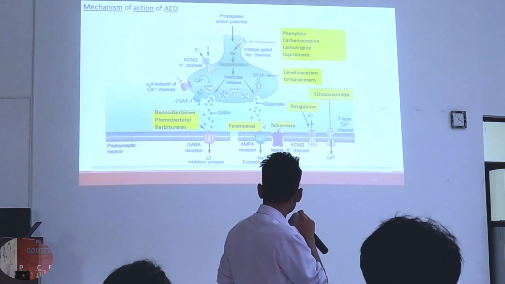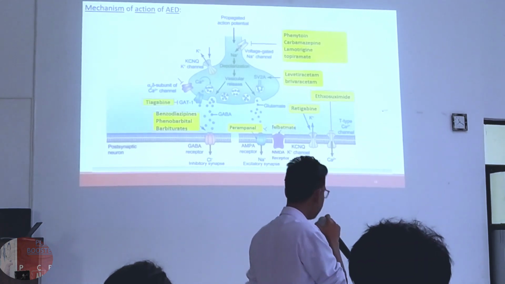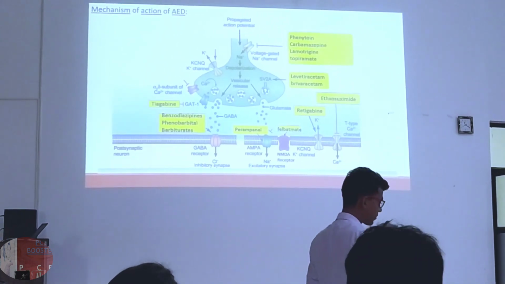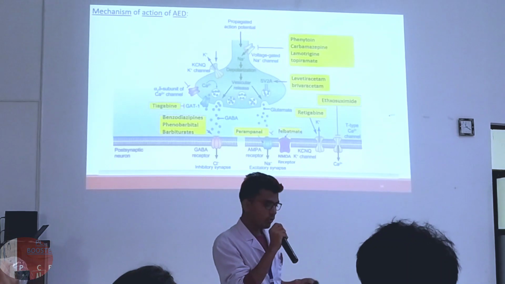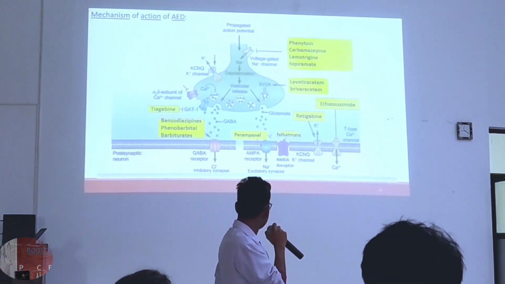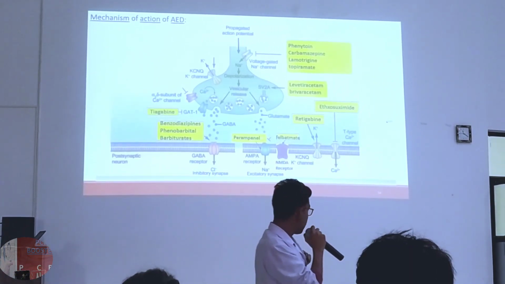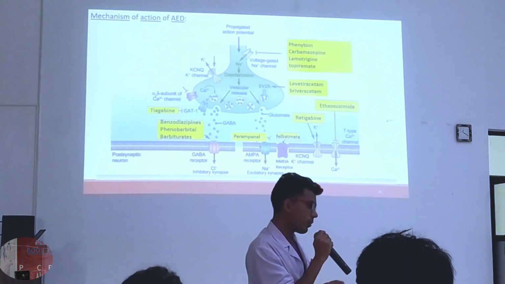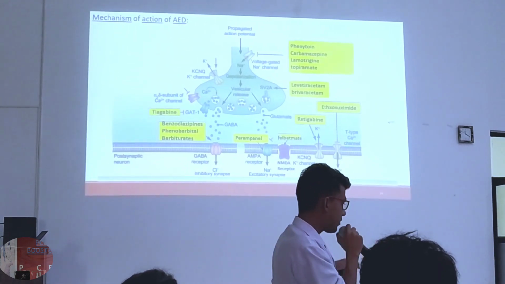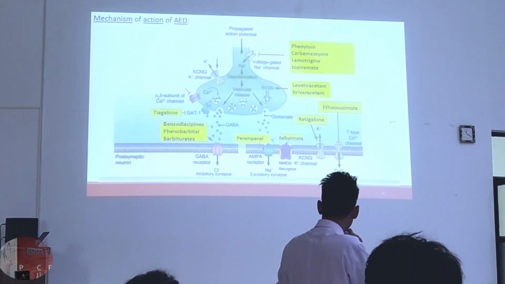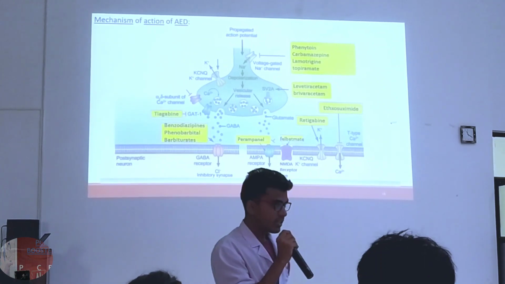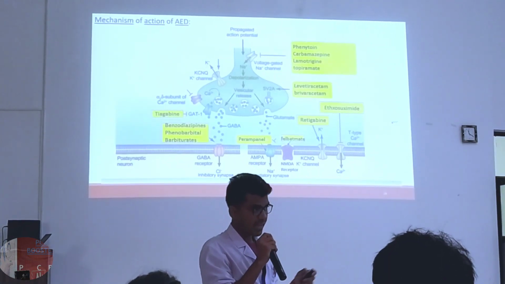In the same way, normally GABA will act on its receptor physiologically, and it will detach from the receptor and be reuptaken into its presynaptic neuron. If we block this reuptake into the presynaptic neuron, then more GABA neurotransmitter will be in the synaptic cleft, and it will stimulate its receptor more.